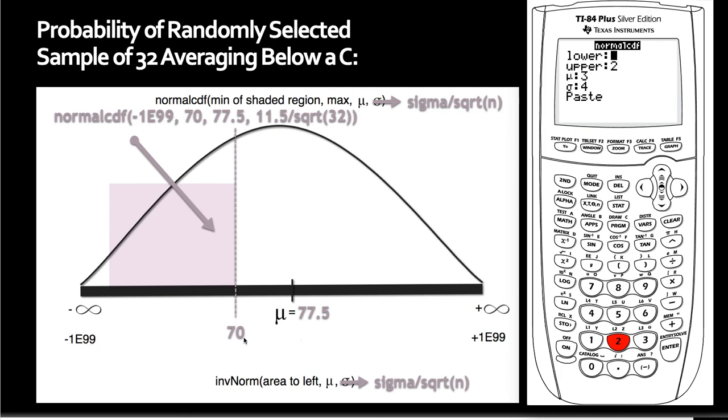Our minimum of our shaded region is negative 1E99. By the way, this is the negative symbol, this is a minus symbol. If you use minus 1E99, you may get an error. So negative 1, and then second comma, for our E, and then 99, and then 70, and then 77.5. And then I'm just going to put 11.5 divided by square root of 32 right in here as our standard deviation. Square root is second, and then right here, the square root key. And then 32, and I'm going to close my parenthesis and go down and paste.